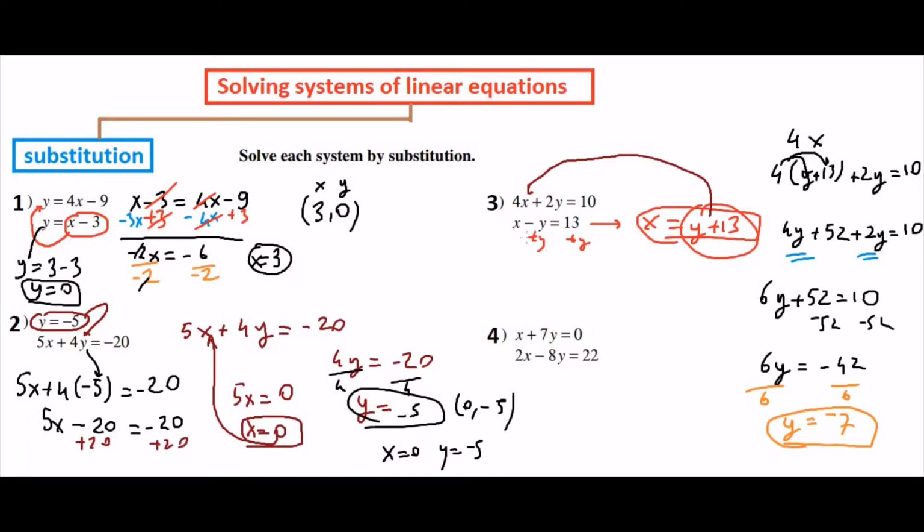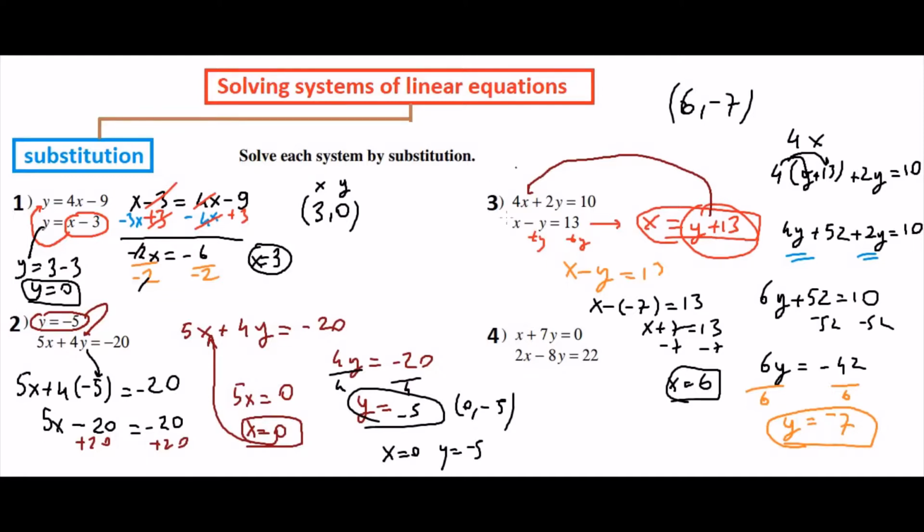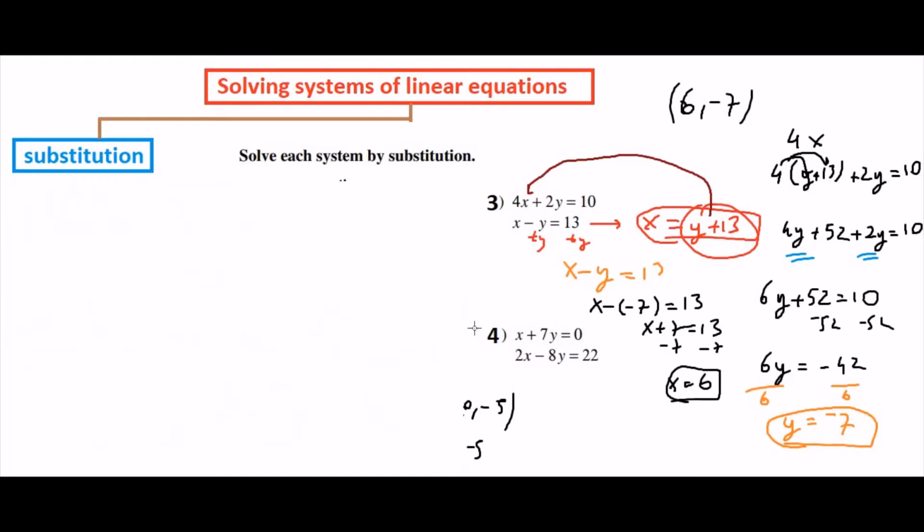If y is negative 7, then I can find the x value. Let's pick the x minus y equals 13 equation. We know that y is negative 7, so x minus negative 7 equals 13. If we simplify, x plus 7 equals 13, subtract 7 on both sides, x equals 13 minus 7, 6. So (6, -7) is the solution for this system. Now we have one more system, problem number 4. Let's bring it here and solve.